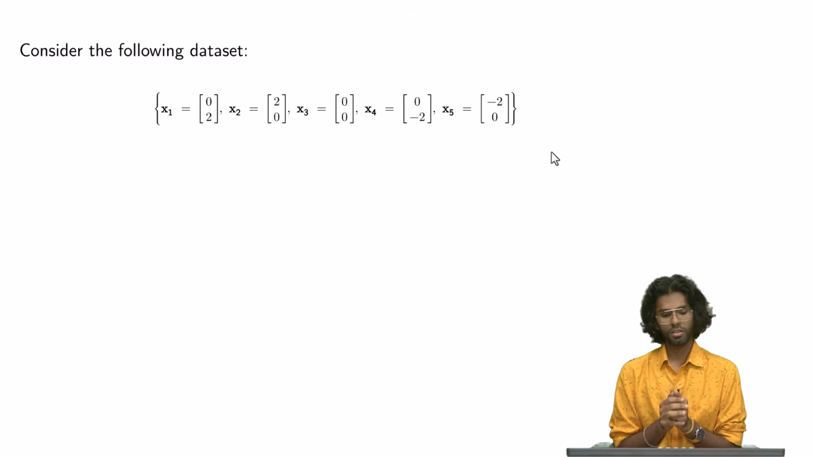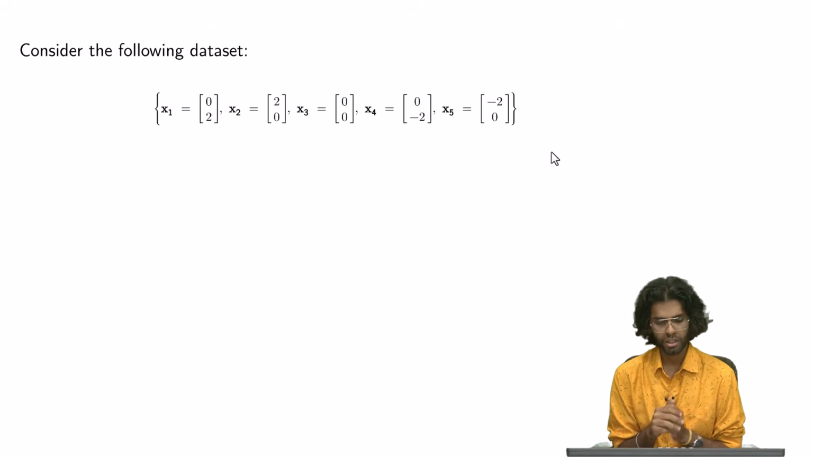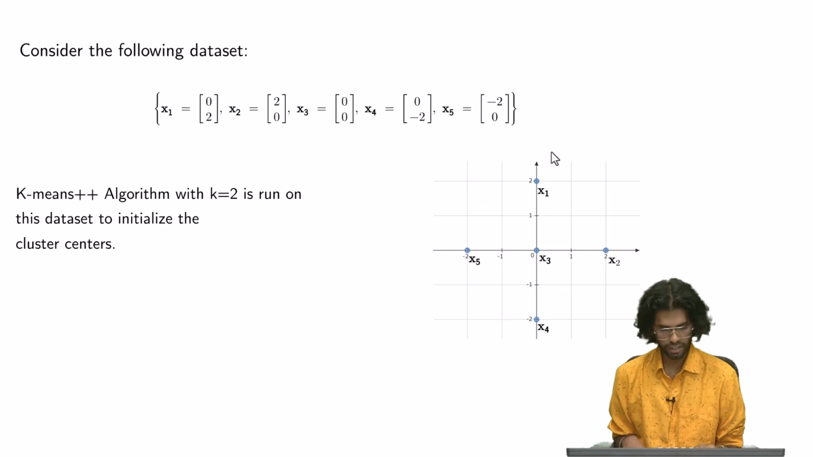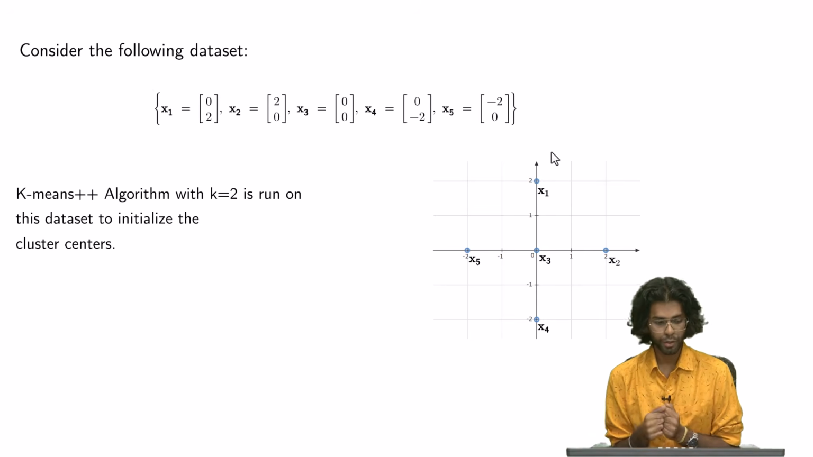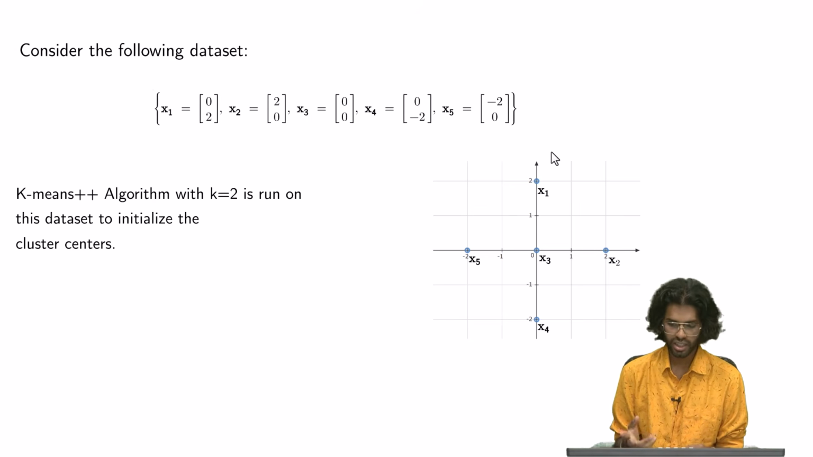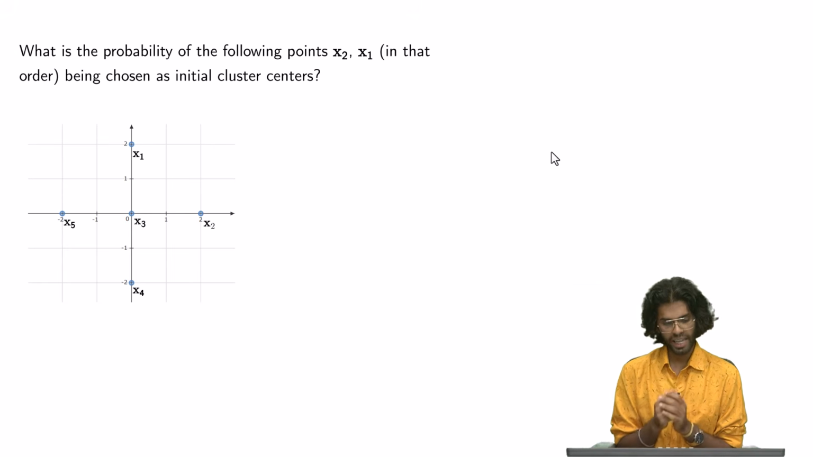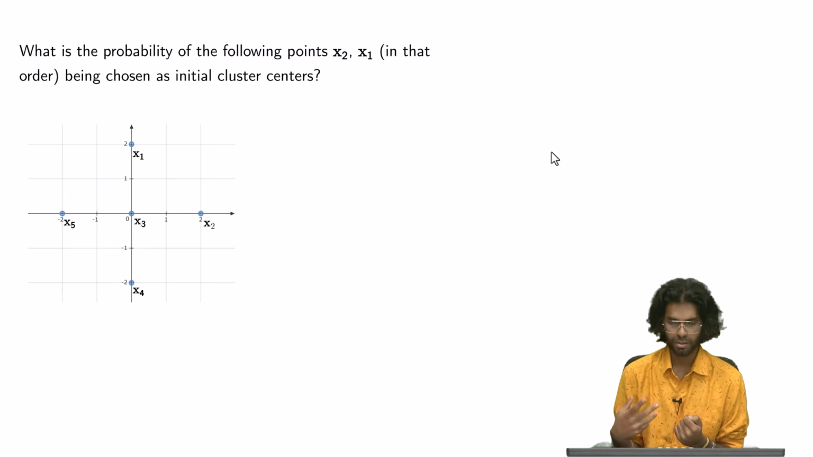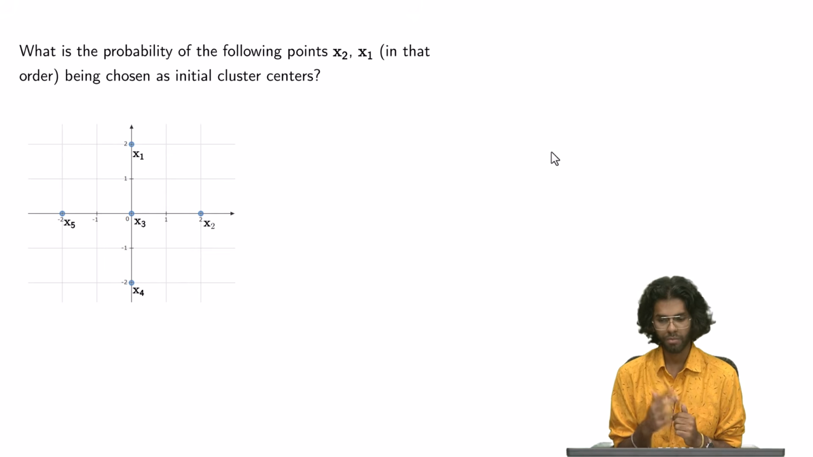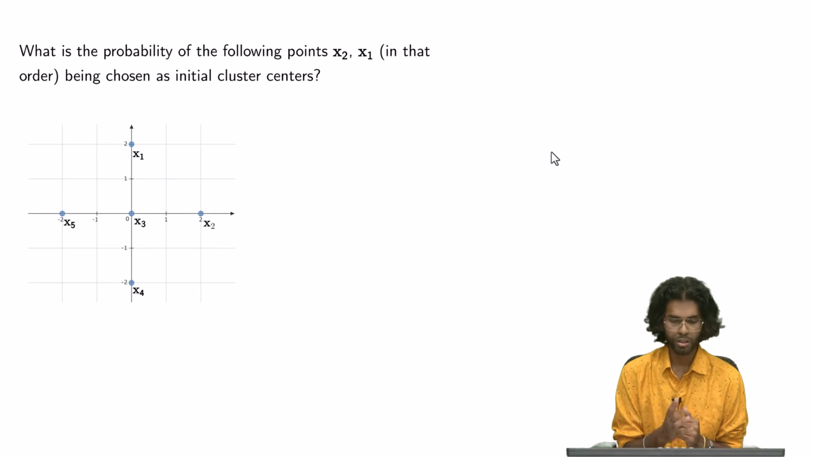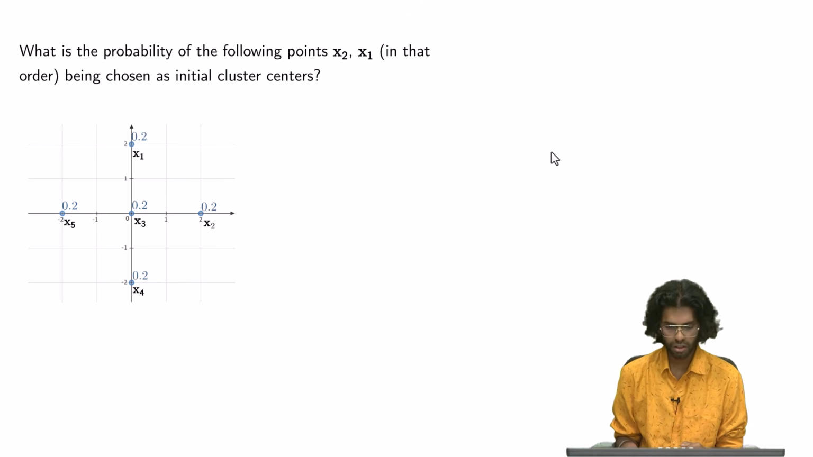The second problem is a k-means plus plus problem. Consider the following data set, and the k-means plus plus algorithm with k equal to 2 is run on this data set to initialize our cluster centers. What is the probability that x2 and x1 are chosen by k-means plus plus in that particular order? Since k-means plus plus is a probabilistic algorithm, any assignment is possible, but the probability of this one is what is being tested in this question.